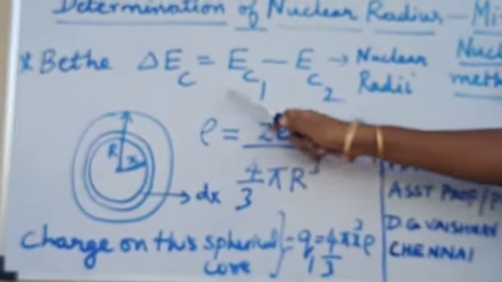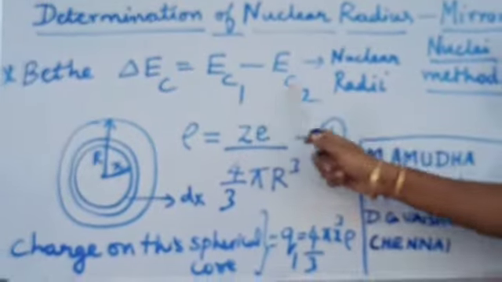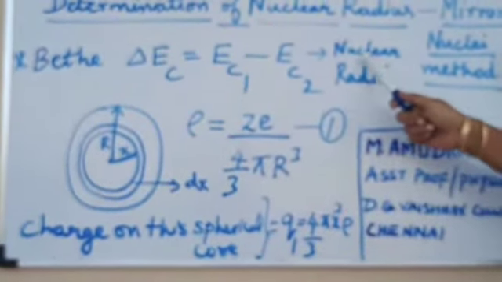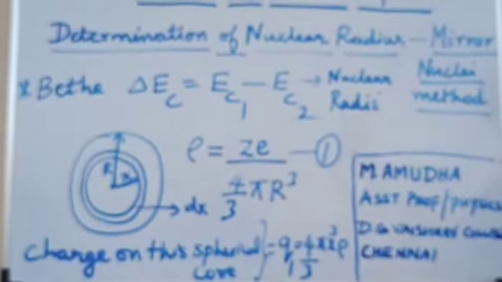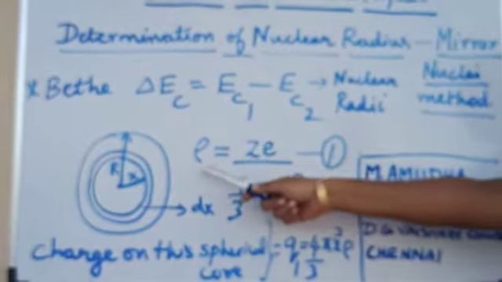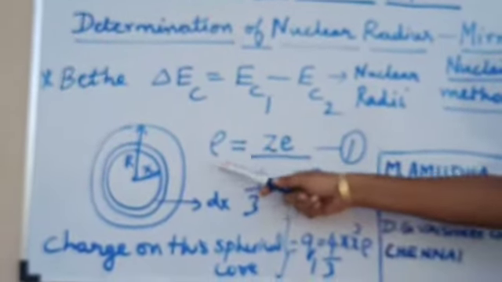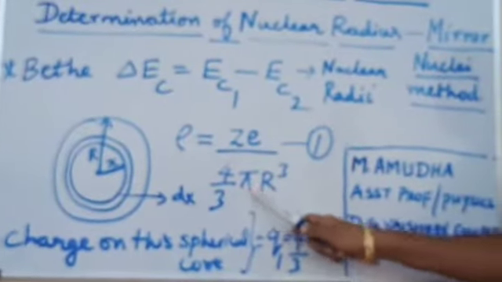Bethe suggested that the difference between the Coulomb energies of the two neighboring mirror nuclei, that is ΔEc, is used to calculate the nuclear radii of the two mirror nuclei. So consider rho as the charge density. The general formula for charge density is charge per unit volume. The volume of the nucleus is 4/3 π r cubed.